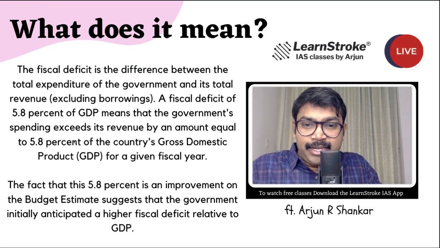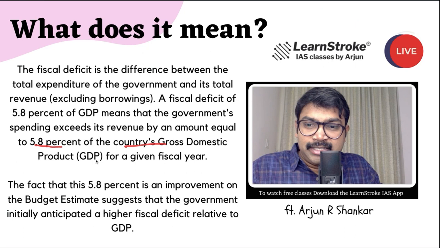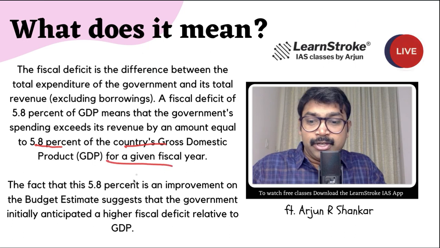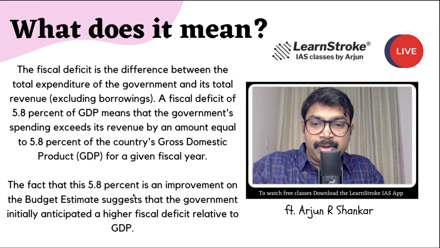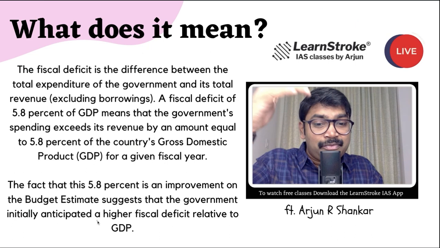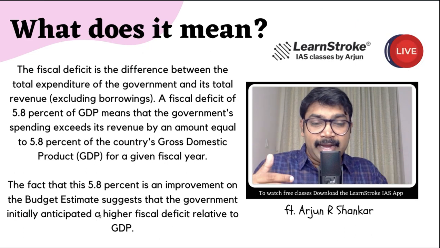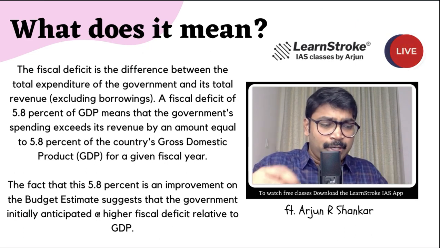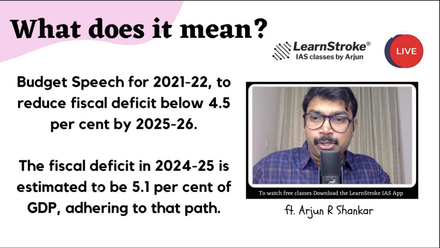5.8% is equal to 5.8% of the country's GDP for a given fiscal year. So the fact that 5.8% is an improvement on the budget estimate suggests that the government anticipated a higher fiscal deficit, but 5.8 is normal. But is it good? We need to do more fiscal deficit calculation also.